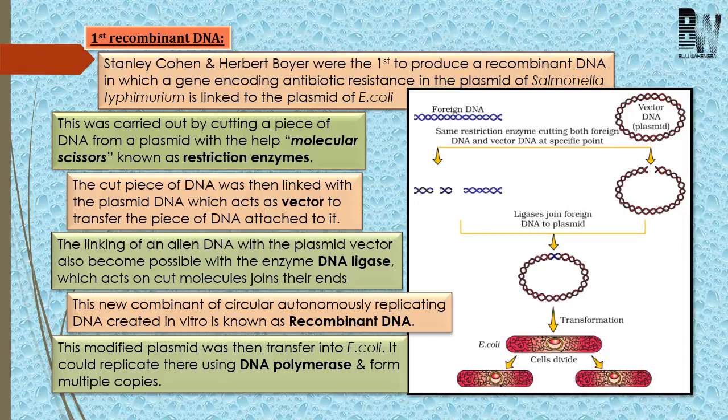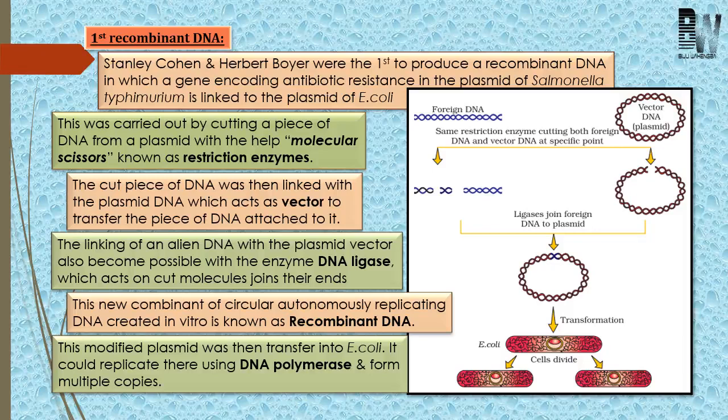After this, the cut piece of DNA will be joined with the plasmid DNA, which will function as a carrier or vector. The joining of this piece of DNA with the plasmid vector is possible because of the discovery of another enzyme, and that enzyme is DNA ligase. That means DNA ligase will help to join DNA fragments. The new combination of DNA, which is produced in vitro, is known as recombinant DNA.